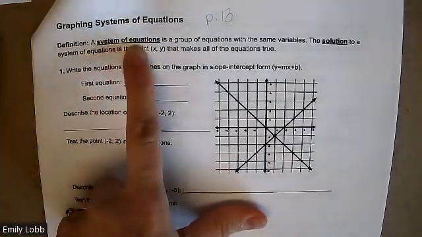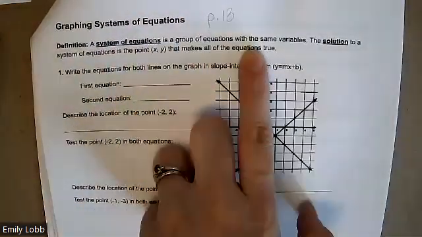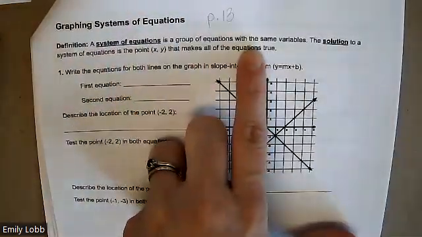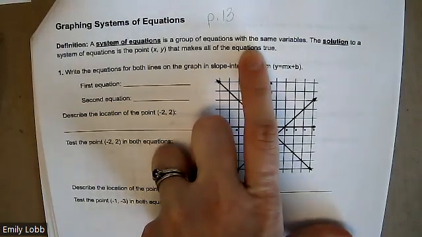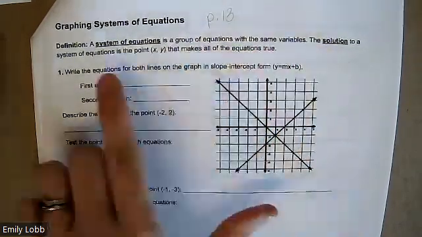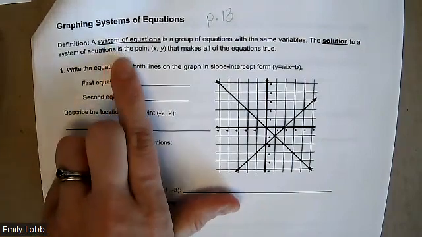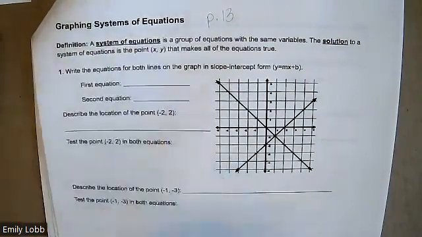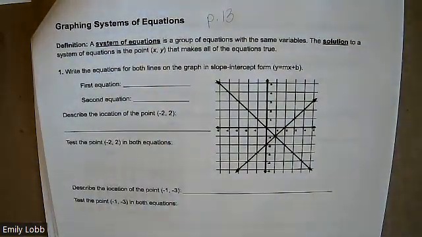So a system of equations is a group of equations. Mostly what we're going to be dealing with is two equations, but systems of equations can be more than two equations. The solution to a system of equations is the point (x, y) that makes all, or in this case, both of the equations true.